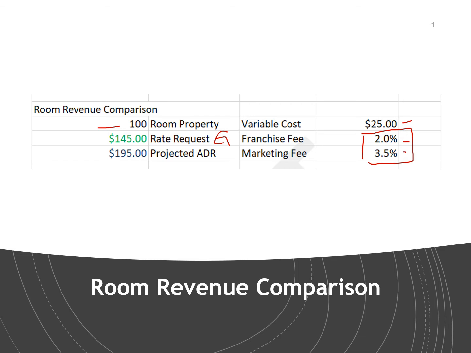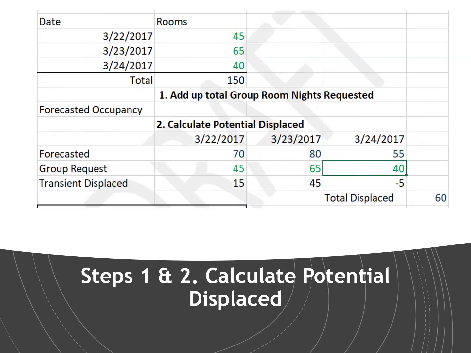Any other fees, like let's say you have a fee to manage the property, then that fee would also come out of that as well. But in this case, we're going to look at just these two fees. So we can actually add those two together, and so we get a total fee of 5.5%. That's going to be important later on.